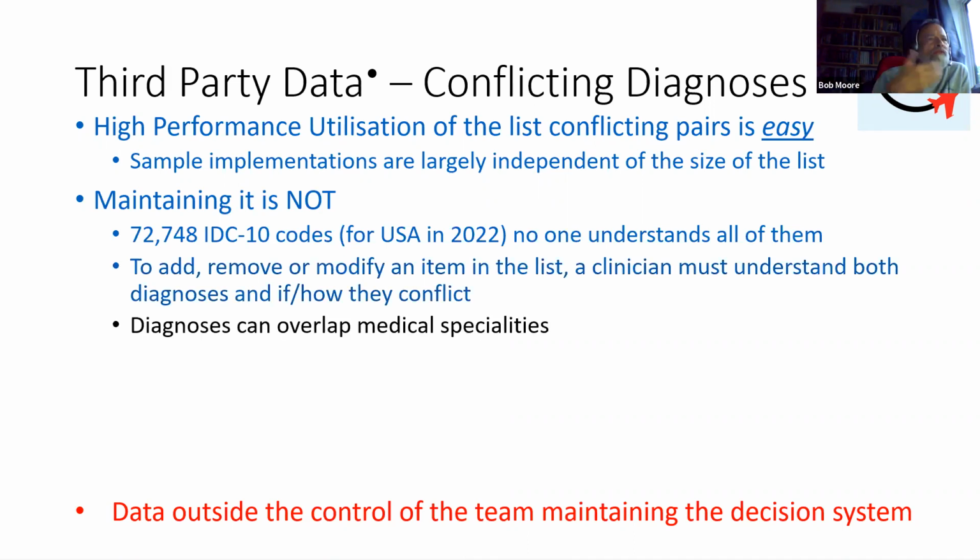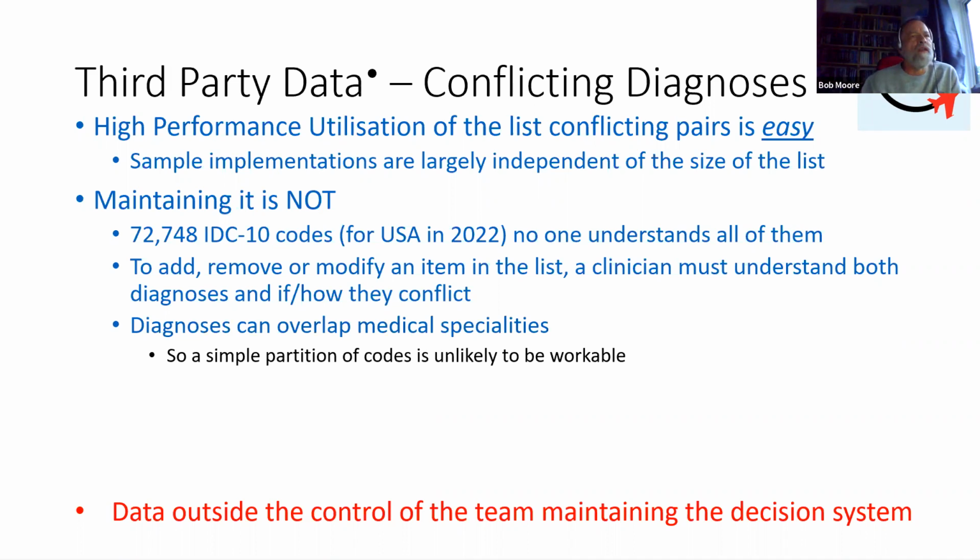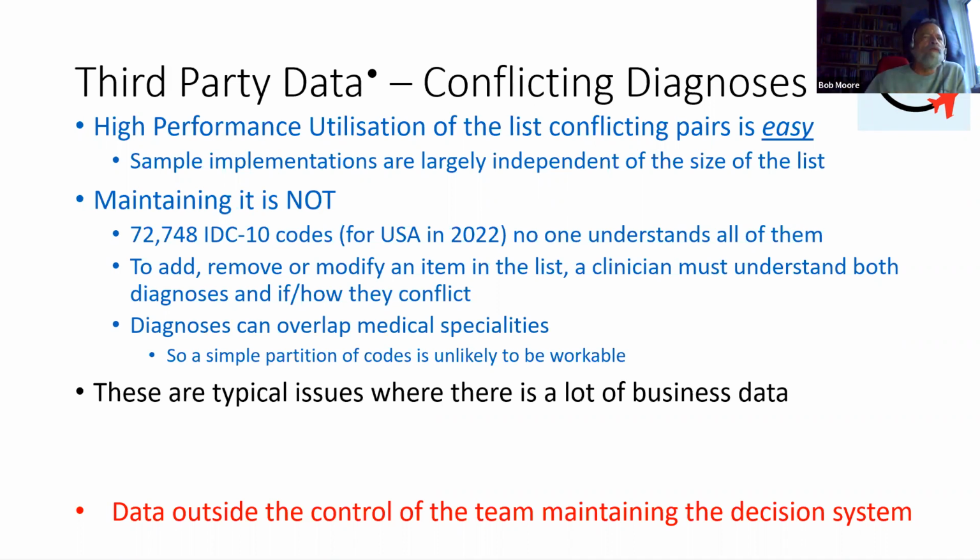Medical diagnoses are not straightforward sorts of things. They don't neatly fall into silos. A diagnosis may be something which is relevant to a cardiologist or an oncologist or a renal specialist. You can't just silo everything into, this is for you cardiologists, this is for you neurologists, this is for you hematologists. It's just not going to work. And these are typical issues where you've got lots and lots of business data. It's difficult to break it down into simple groups, and the maintenance problem is challenging.